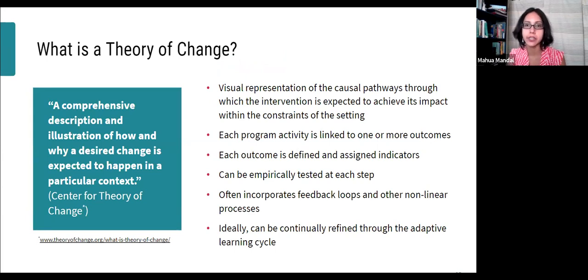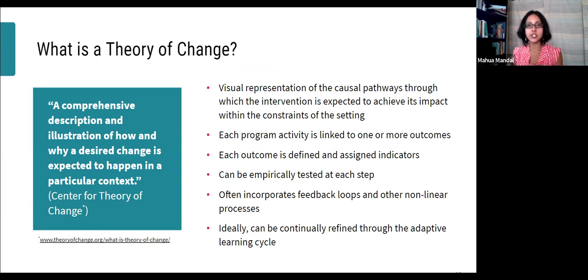Okay, so what is a theory of change? A theory of change is a comprehensive description and an illustration of how and why a desired change is expected to happen in a particular context. That definition is taken directly from the Center for Theory of Change, and there's a website that goes along with that center that you can see there.